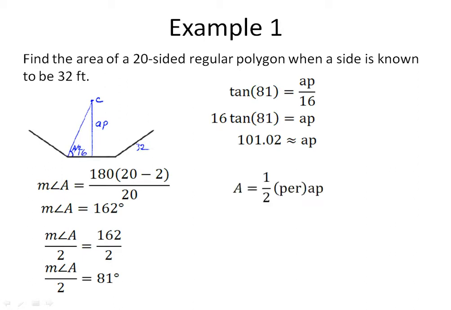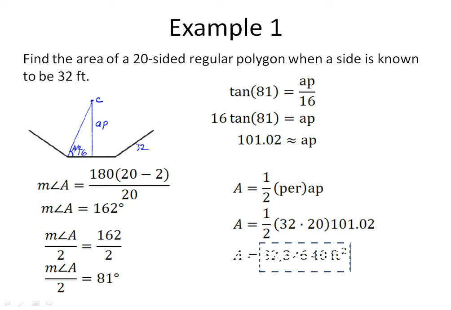Okay, now we're ready to find the perimeter. Since we know that each side is 32, then 20 times 32 is our perimeter. So we can fit it into our formula, which tells us that the area is equal to 1/2 of the perimeter times the apothem. So 1/2 of 32 times 20 times 101.02 will give us the area. So our area here is approximately 32,326.40 feet squared. And once again, since I gave us a dimension, it is very important that we keep the dimensions together.